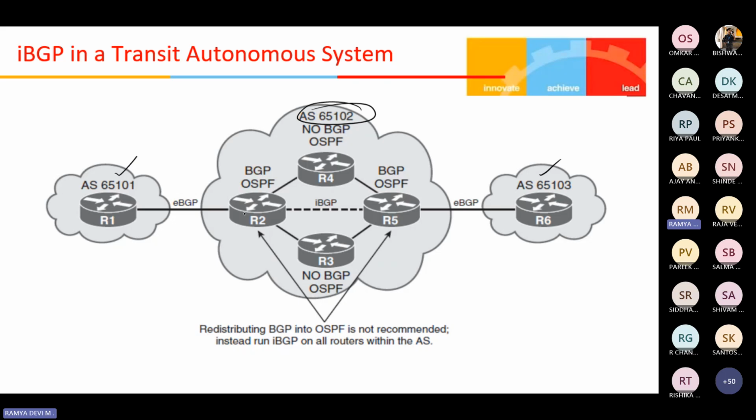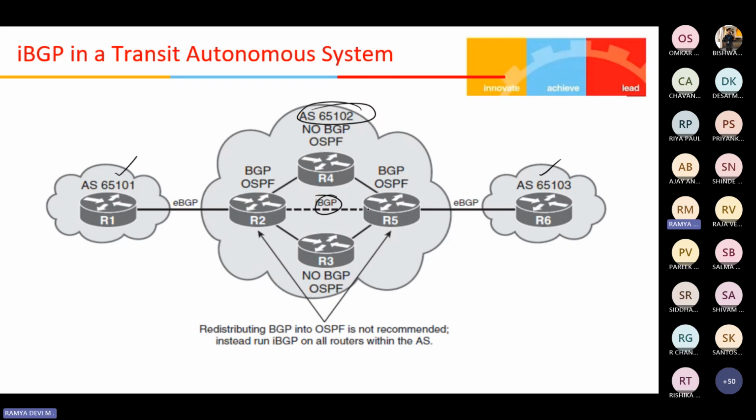From R1 to R2, we'll be using eBGP, right? So this is between autonomous system number 65101 and 65102, right? And also from R5 to R6, we'll be using eBGP. So eBGP needs a different autonomous system number, right? So in between R2 and R5, it is within the same autonomous system number. So in this case, we have to use iBGP.